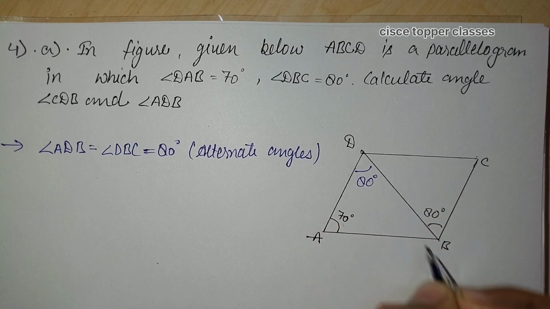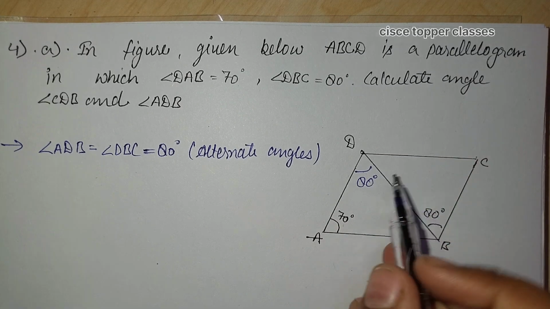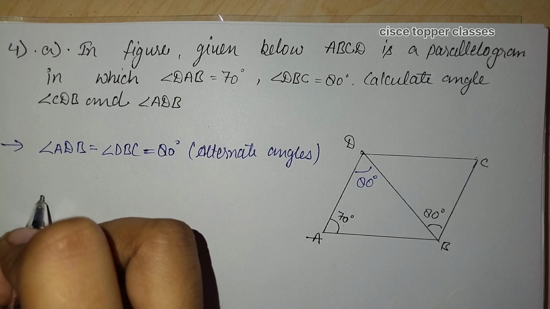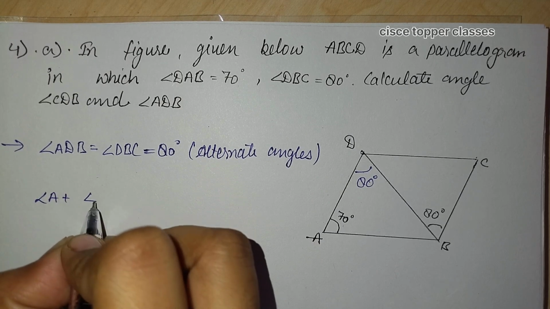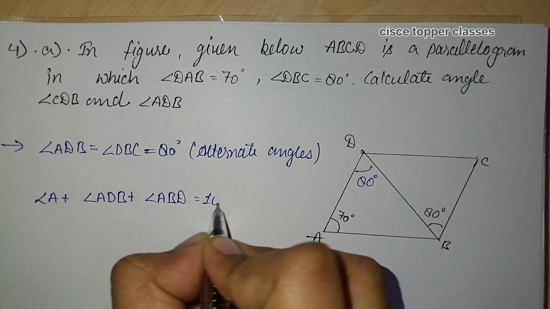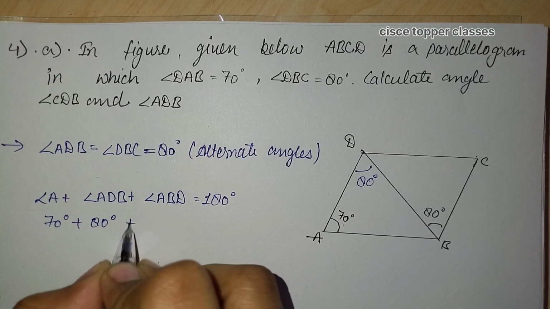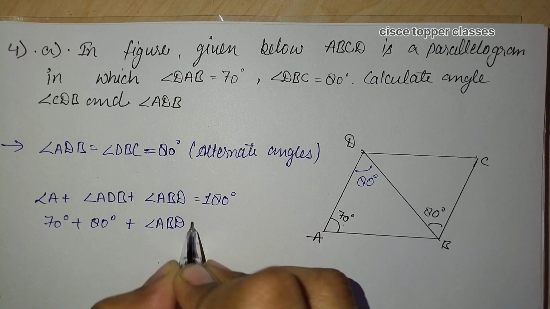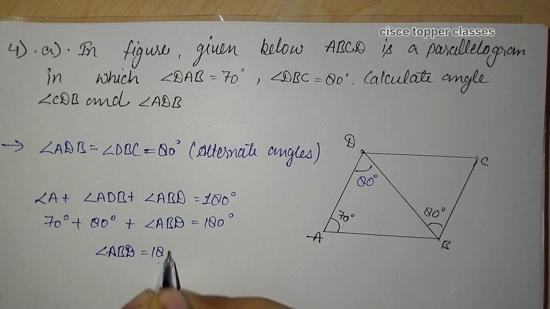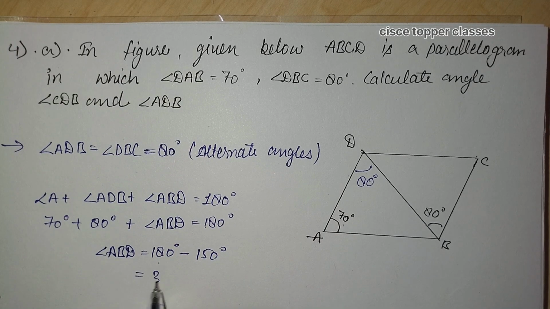And this we have found here, means now we can find the value of ABD also, because these are triangles, and in a triangle the sum of the angles is equal to 180 degree. So we can write firstly angle A plus angle ADB plus angle ABD is equal to 180 degree. We will put the value here. Angle A is 70 degree plus angle ADB is 80 degree plus angle ABD is equal to 180 degree. We can simply write angle ABD is equal to 180 degree minus 150 degree. So this will be 30 degree from here.